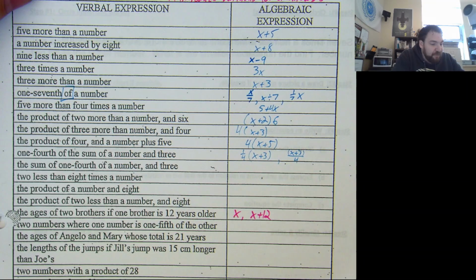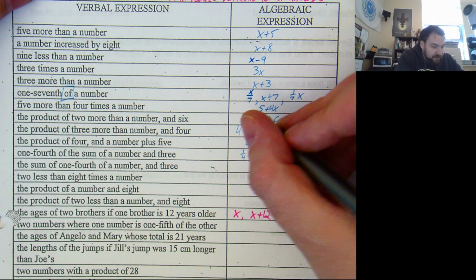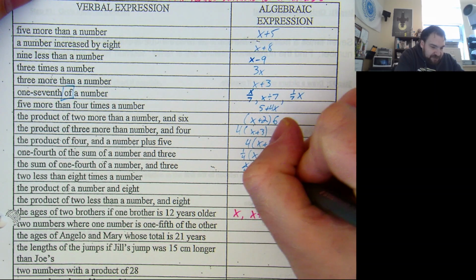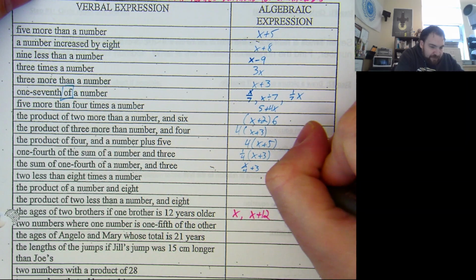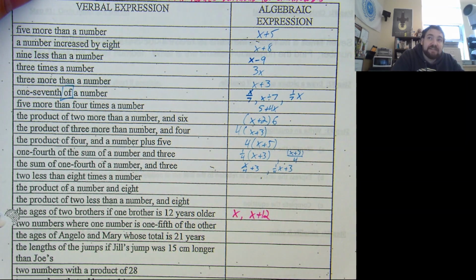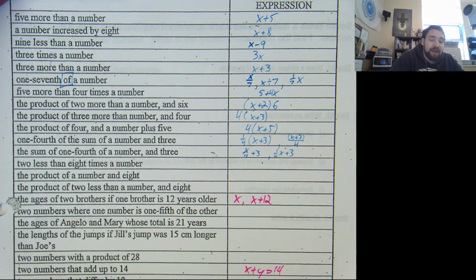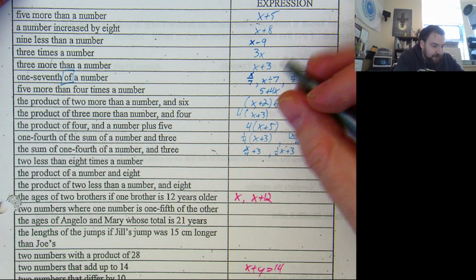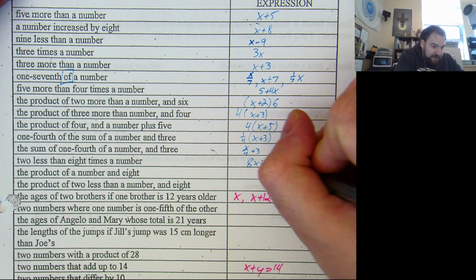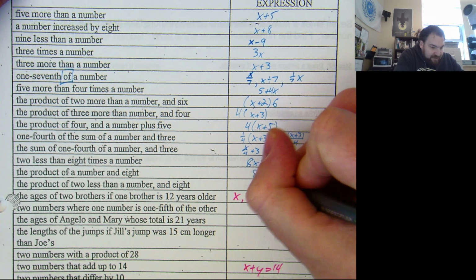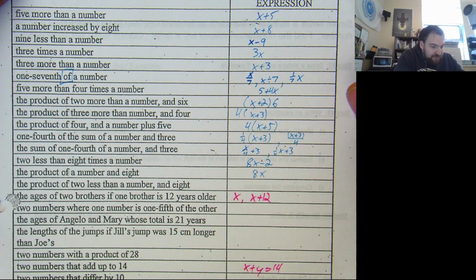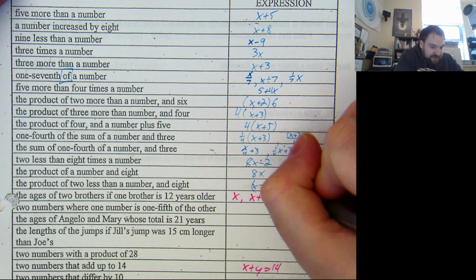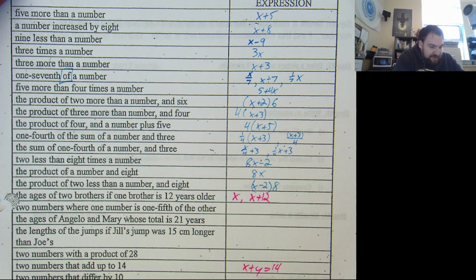The sum of 1/4 of a number and 3 would look like this. Either x over 4 plus 3 or 1/4 x plus 3. No brackets in that one. 2 less than 8 times a number. It's going to be 8x minus 2. The product of 2 less than a number and 8, so that's going to be x minus 2 in brackets times 8. The 8 could go in front or out back, it doesn't matter.